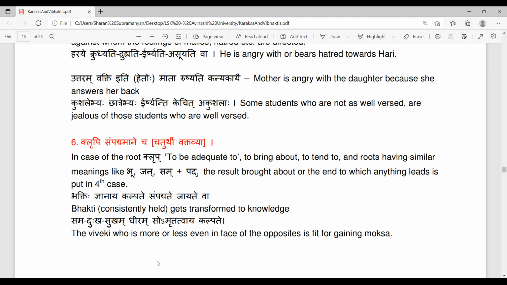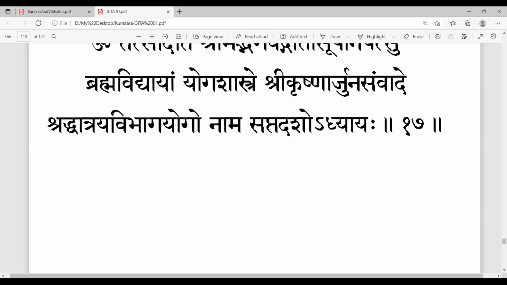Bhaktihi jnanaya kalpate means bhakti leads to jnanam. So kalpate, jnanaya kalpate. You should not say bhaktihi jnanam kalpate. That is wrong. Bhaktihi jnanaya kalpate. Bhakti leads to jnana. Therefore, bhaktihi jnanaya kalpate.